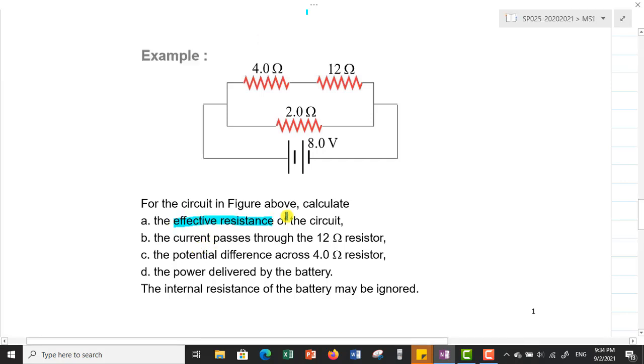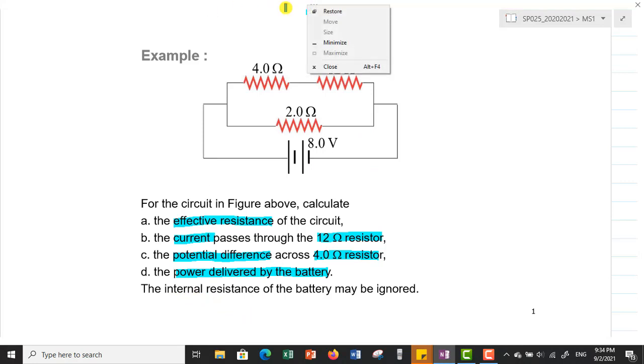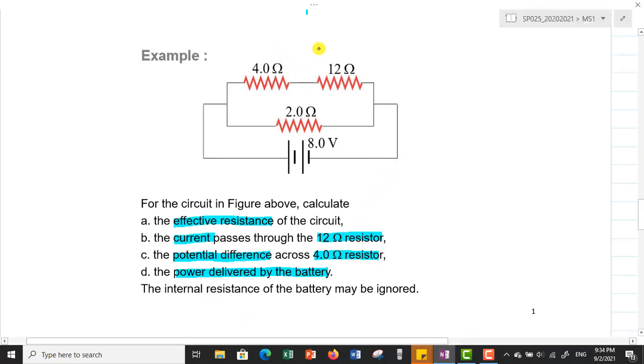So I want to find the effective resistance of the circuit, the current passing through the 12 ohm resistor, the potential difference, or what we refer to as the voltage drop, across the 4 ohm resistor, and also the power delivered by the battery. The question said the internal resistance of the battery might be ignored. So I have three resistors, and I label them: the 4 ohm as R1, the 12 ohm as R2, and the 2 ohm as R3.